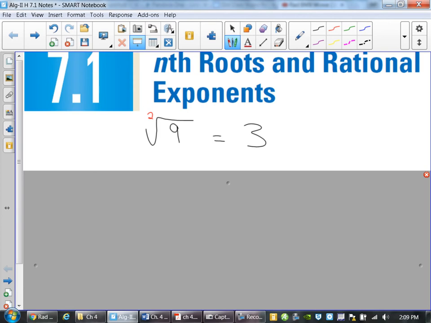So what happens here is that you get this nth root for a square root. The power of the value of n is going to be 2. It's just not shown. So another way that we can write this is that the square root of 9 can be rewritten in terms of an exponent. It is 9 to the 1/2 power. Some of you might have seen that before, some of you may not have.